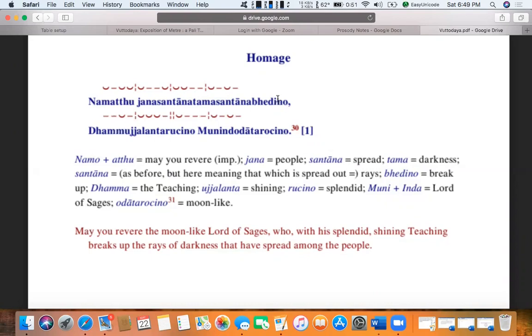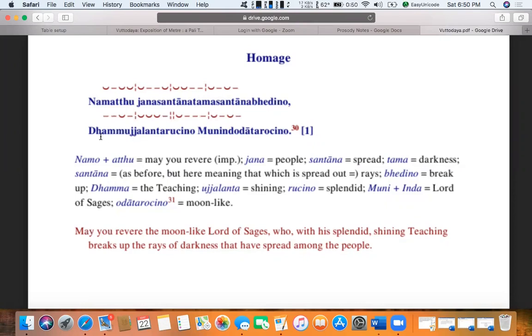Bhedino, bhedi, he who breaks up the race of darkness within people. So this whole phrase, jana santana tama santana bhedino, refers to Lord Buddha. So as the moon breaks up the darkness in the world, the Lord Buddha breaks up the darkness, which is called moha, inside people's minds. So that's why Buddha is similar to the moon.